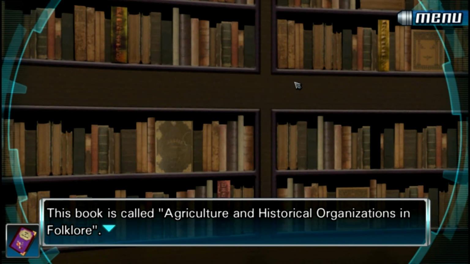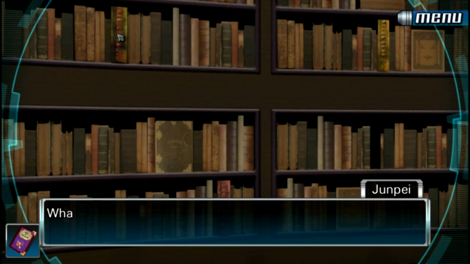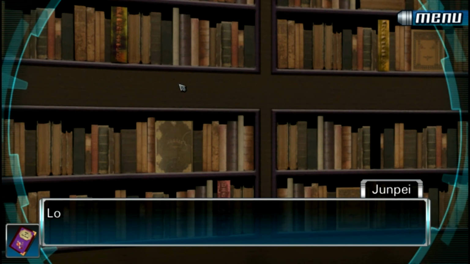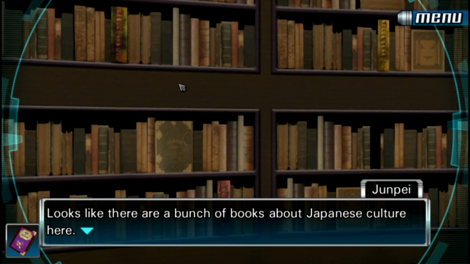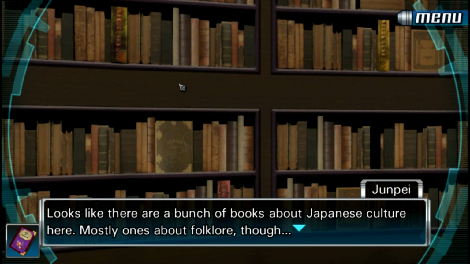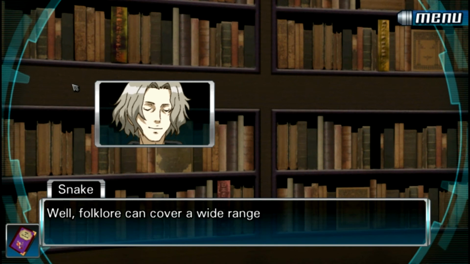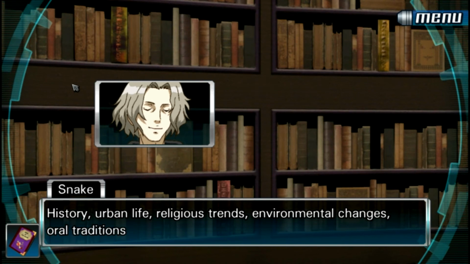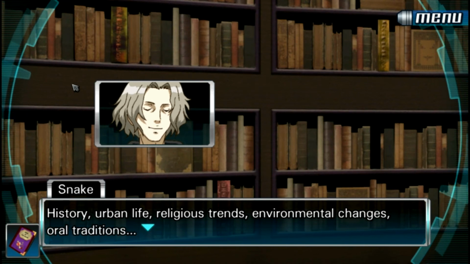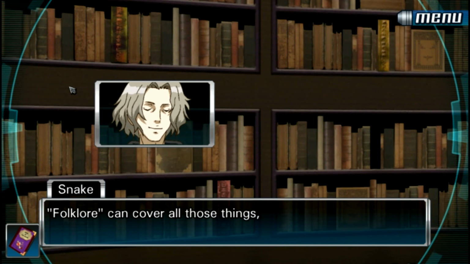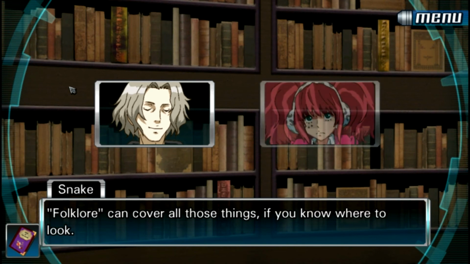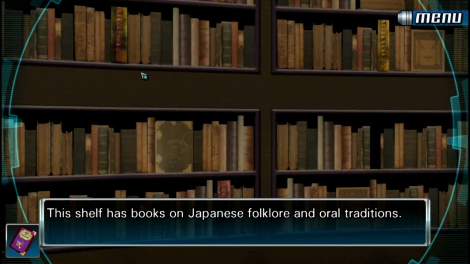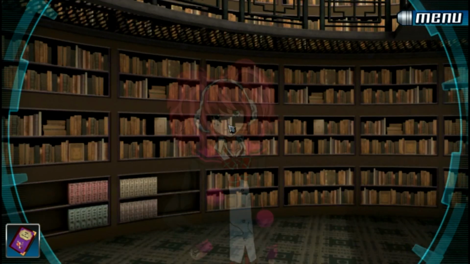This book is called Agriculture and Historical Organizations and Folklore. Okay, what's this? Origin of Japanese Folklore? Looks like there are a bunch of books about Japanese culture here. Mostly ones about folklore, though. Well, folklore can cover a wide range of subjects. History, urban life, religious trends, environmental changes, oral traditions. Folklore can cover all those things, if you know where to look. Yeah, pretty much. This looks pretty deep. I wouldn't say it's pretty deep when you think about it.